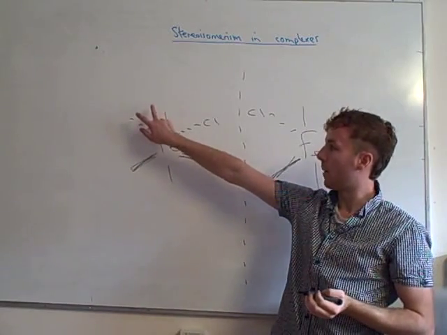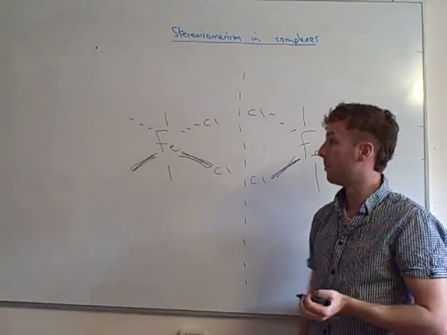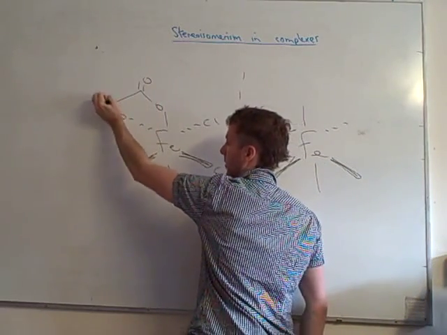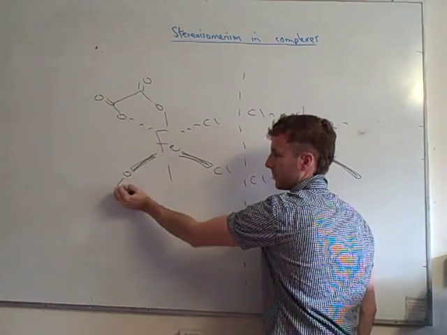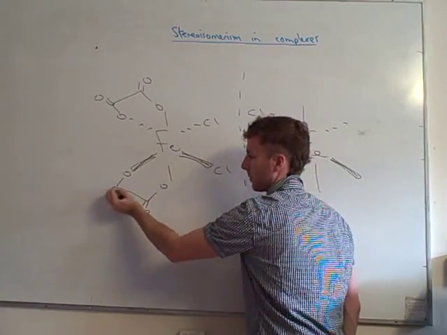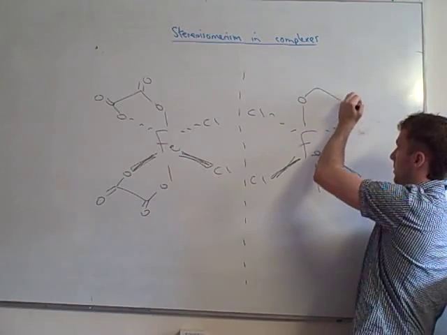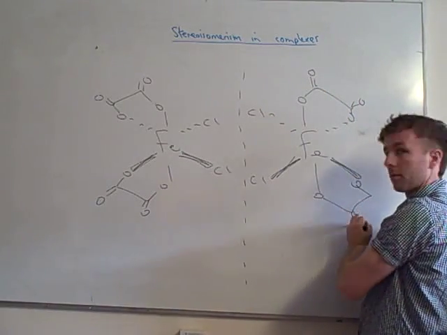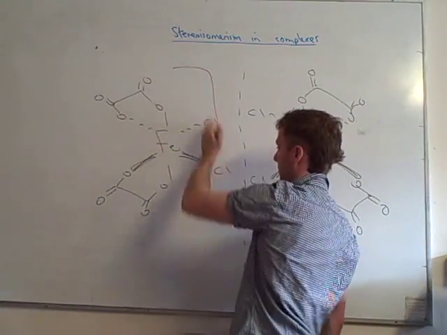I then put my first bidentate ligand on the remaining top 2 bonds, and my remaining bidentate ligand on the bottom 2 bonds. I'm going to do the same for this side. And at the bottom. And let's not forget the charges.